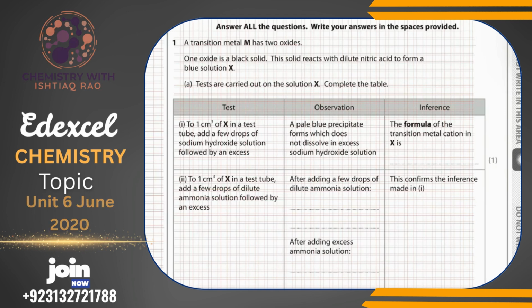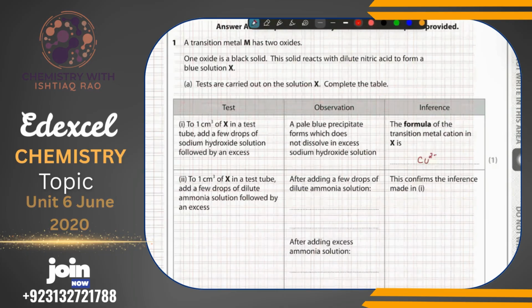Complete the table. So to a 1 centimeter cube of X in a test tube, add a few drops of sodium hydroxide solution followed by an excess. It means that first of all we are going to add a few drops, and then we are adding an excess. A pale blue precipitate forms which does not dissolve in excess sodium hydroxide solution. The formula of the transition metal cation in X: Cu2+, right? Yes. Okay, so this is Cu2+.